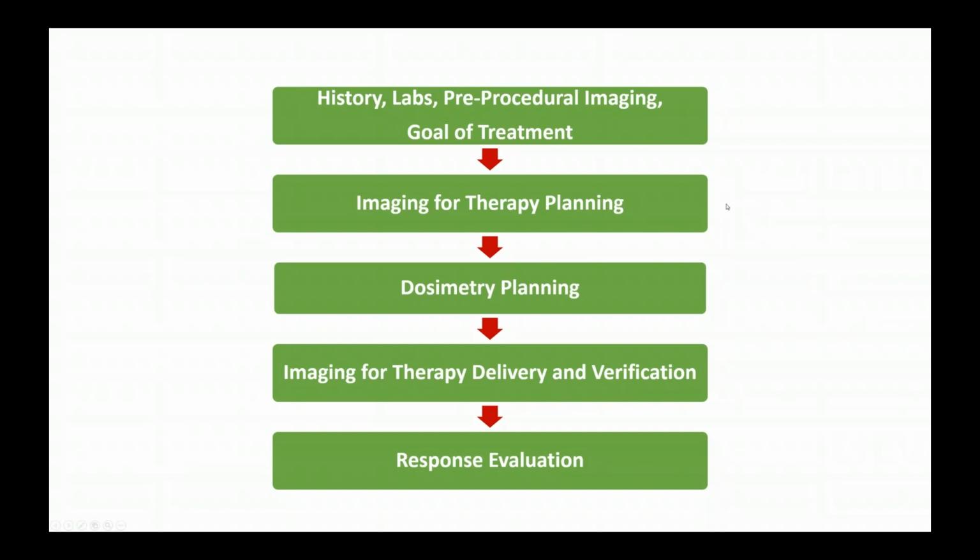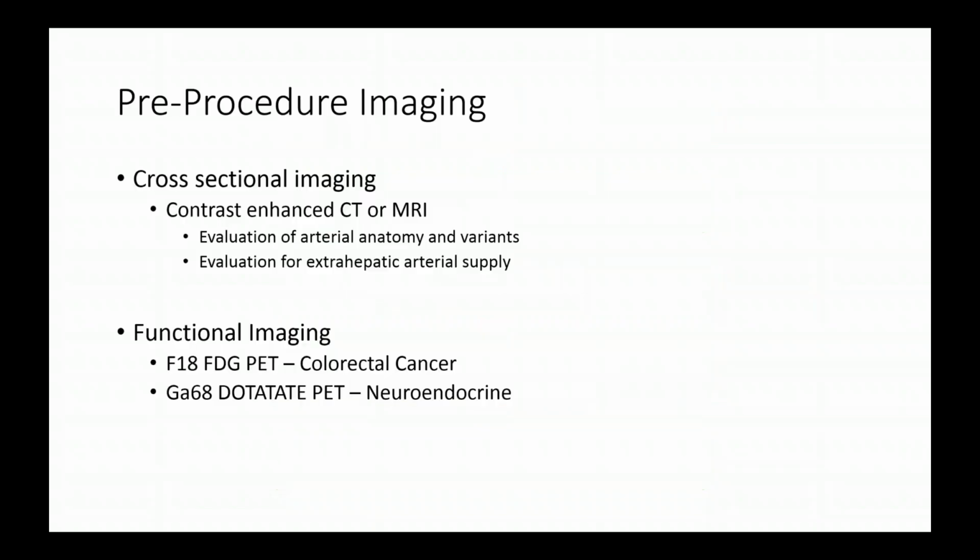We do imaging, obviously, during the planning stage. We also then use that imaging for dosimetry, which we'll discuss briefly in this talk. Dosimetry is the new part of Y90 that is really exploding in terms of its research and its application to patients. And then obviously we use imaging for therapy delivery and then verification of your delivery. Then we use that imaging for response evaluation. So imaging is critical throughout the entire process.